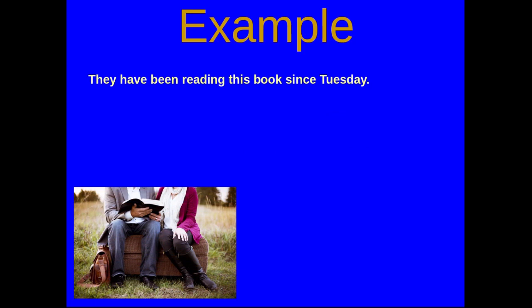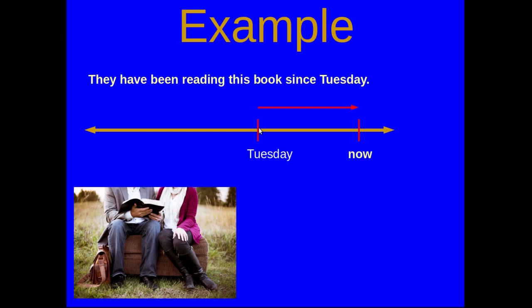Another example. They have been reading this book since Tuesday. It's a big book. So here is our timeline, and here is now. Here's Tuesday. They have been reading this book since Tuesday. They are in process. They're not finished. They're still reading the book, but they have been reading this book since Tuesday.